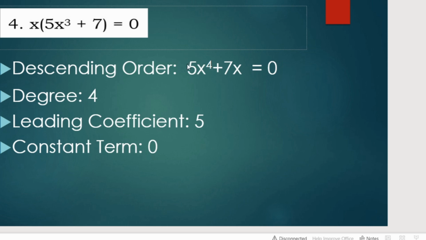So our leading term is 5x to the fourth. The highest exponent is 4. That is why we have 4 as our degree. The numerical coefficient of our leading term, 5x to the fourth, is 5. So our leading coefficient is 5. We don't have any constant term. That is why our constant term is 0.